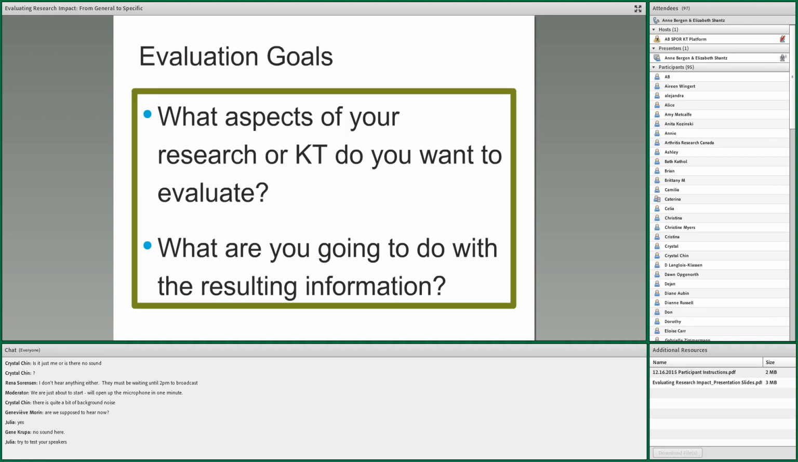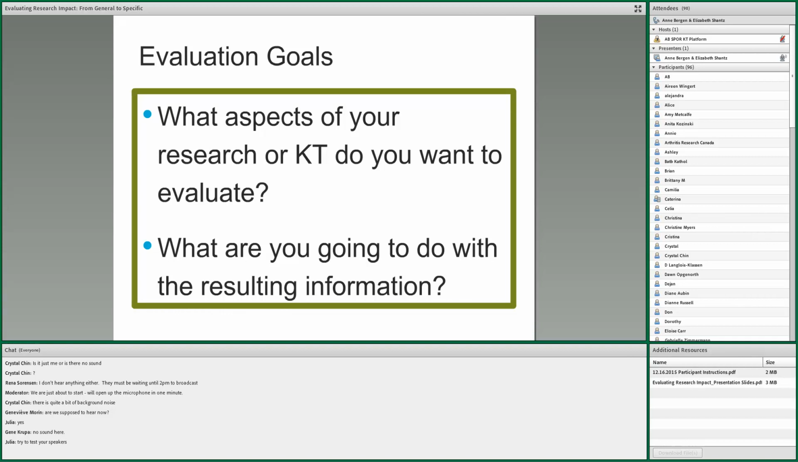During this presentation, I'll be using the terms research impact and KT somewhat interchangeably. I think KT, knowledge translation, is the process of going from research to action or from research to impact. So you might have a research output, or you might have a KT output, like they could both be a poster. So for your evaluation, you might ask, what aspects of your research or KT do you want to evaluate? And then the really big question is, what are you going to do with the resulting information?